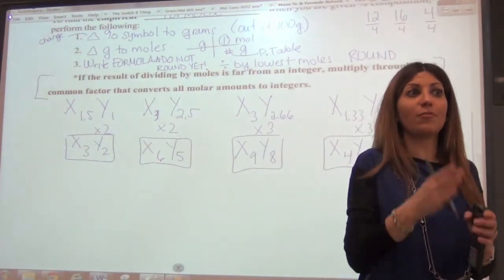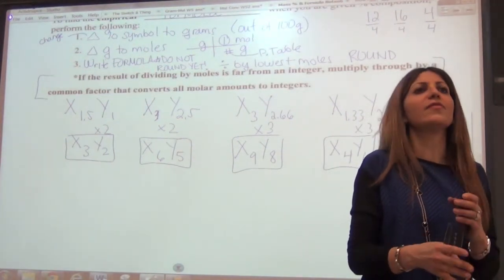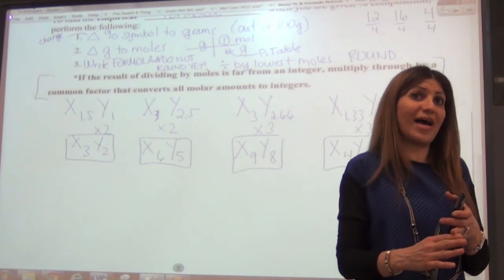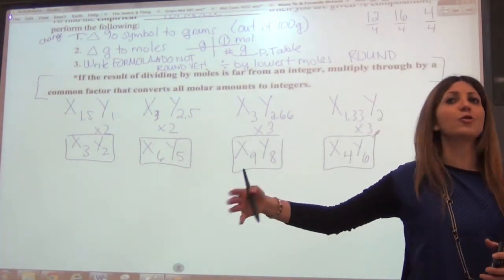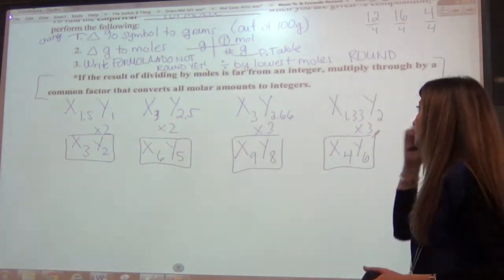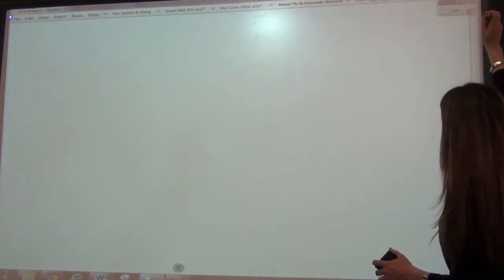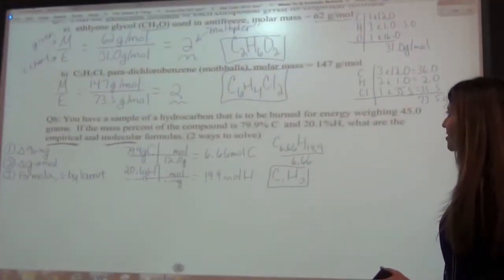So if it's not like 1.49 or 1.51, that would be 1.5. But if you get something like 1.99, that's a 2. Or 2.01, that's a 2. All right, so just to make sure that you know how to do that. All right, so back to the bottom here.